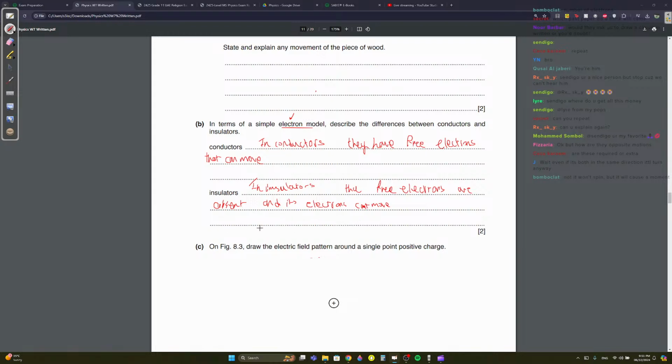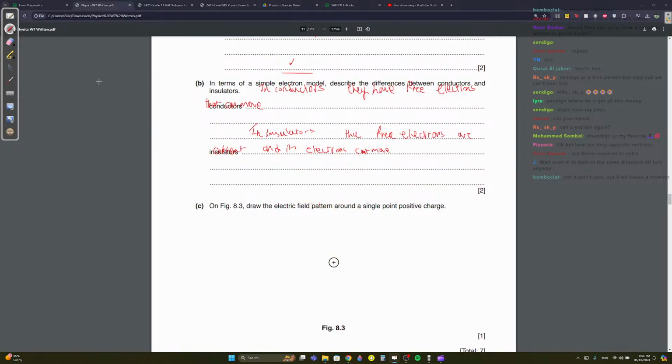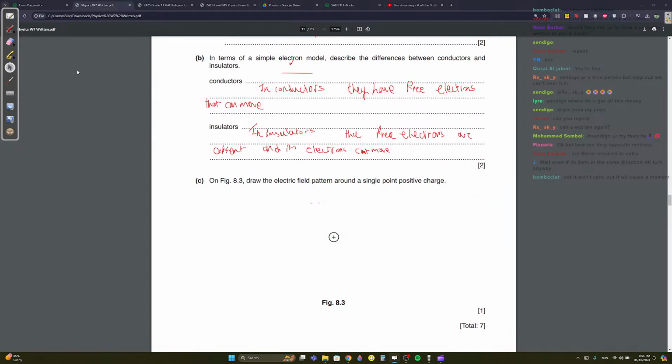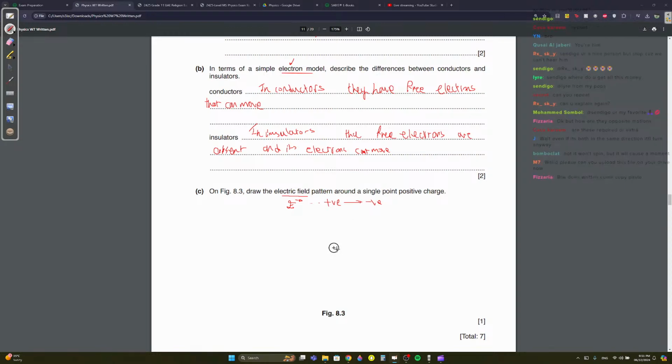On figure 8.3, draw the electric field pattern around a single positive charge. Okay, let me take this up. Here we want the electric field. Remember, electric field is always from positive to negative. In this case, we have our positive, but do we know where the negative is? We don't know where the negative is. So what are we going to do? We're just going to draw lines moving away from the positive.